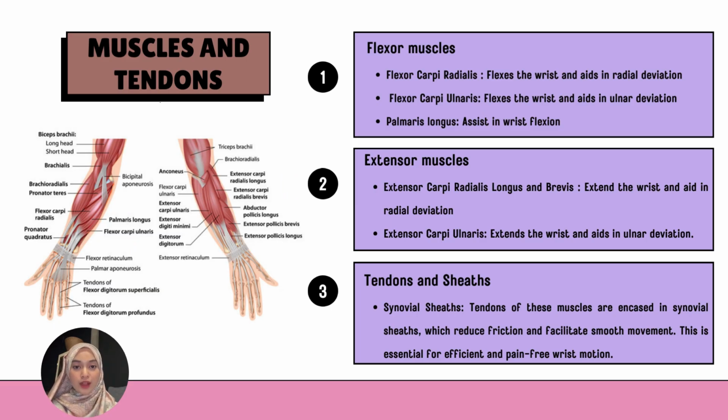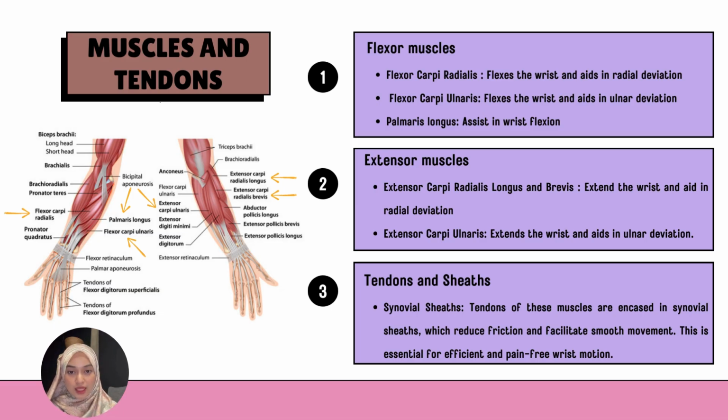First, we move to the flexor muscles. We have the flexor carpi radialis, which helps to flex the wrist and aids in radial deviation. Second, we have the flexor carpi ulnaris. It helps to flex the wrist and aids in ulnar deviation. Third, we have the palmaris longus, which assists in wrist flexion.